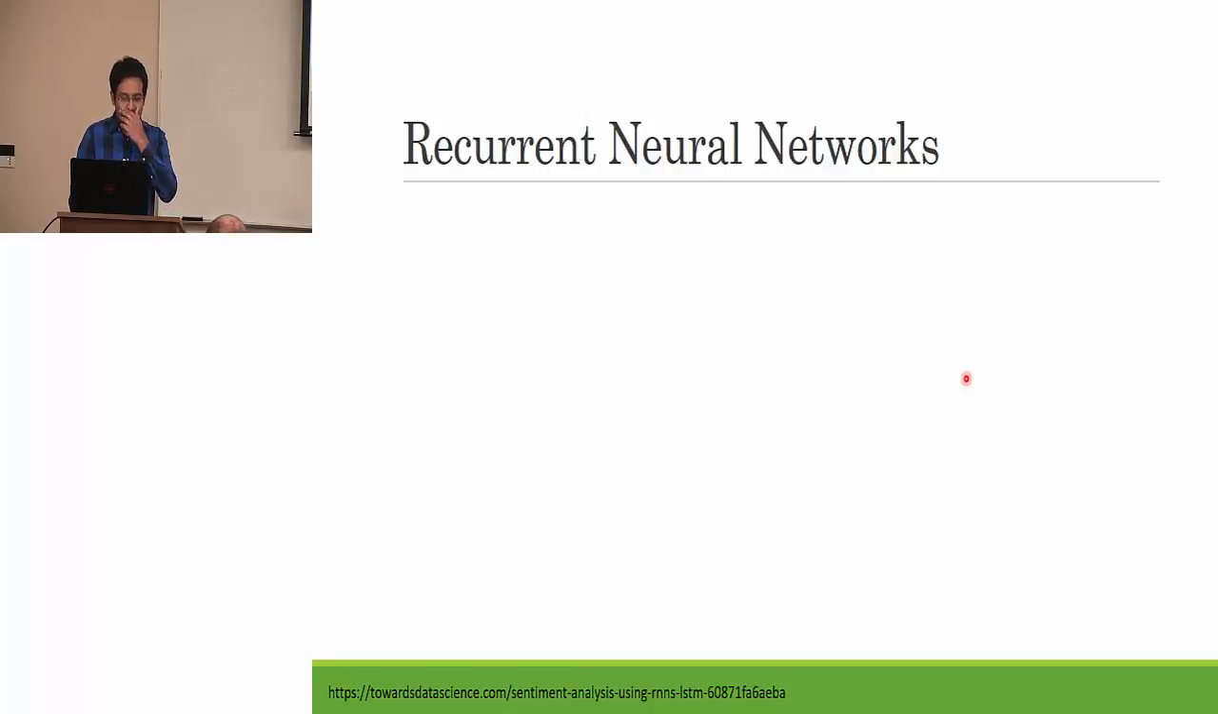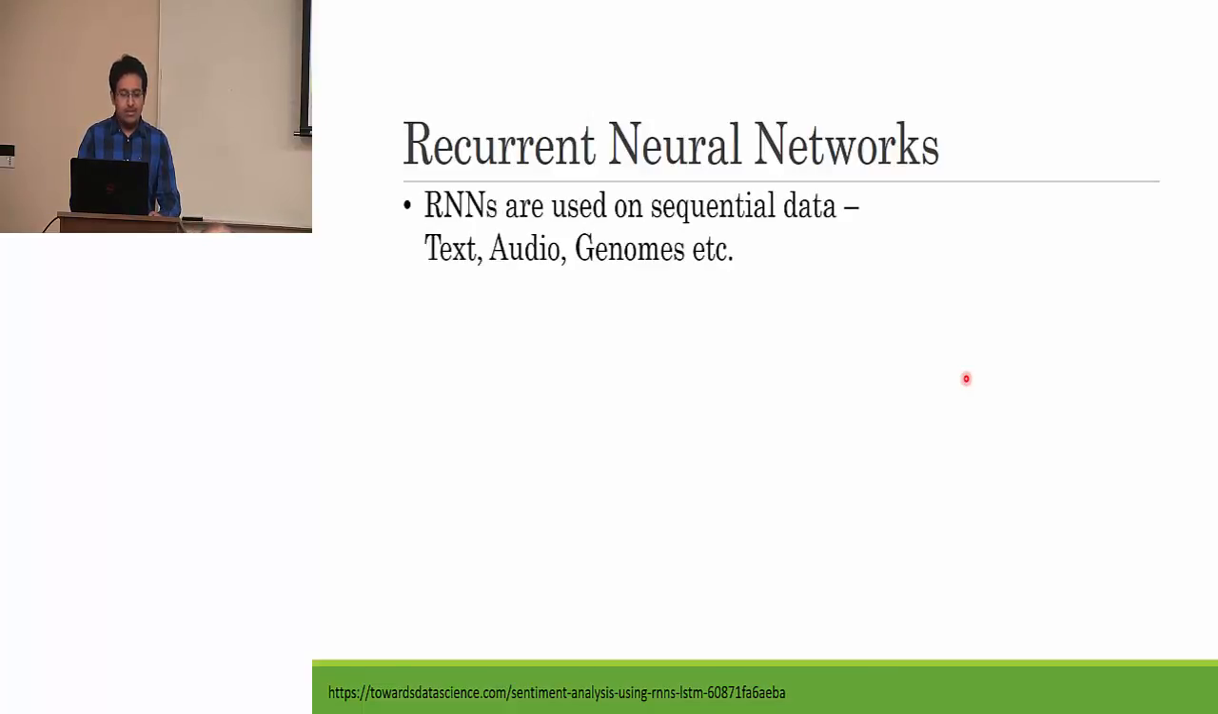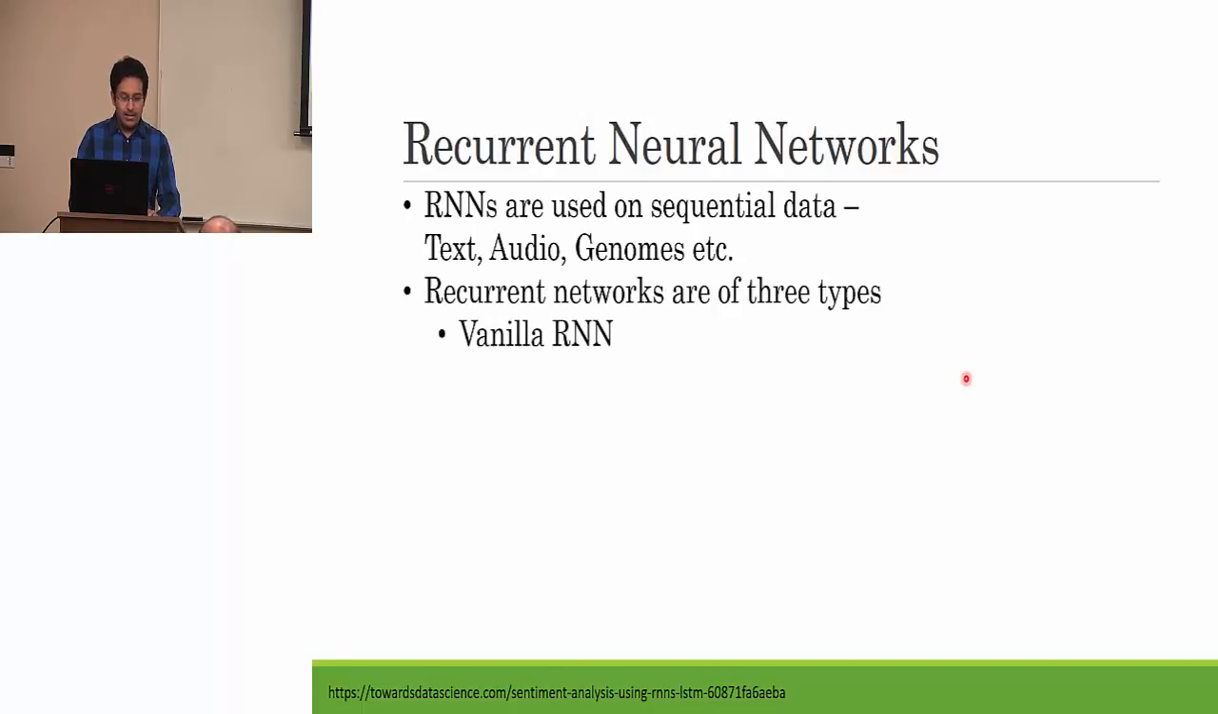So let's look at another class of neural networks, which is called recurrent neural networks. RNNs are mostly used on sequential data, like text, audio signals, or genome data. And they are basically of three types. One is the vanilla RNN, which is the simplest recurrent network. And then there are modifications to that called LSTM and GRU. LSTM is long short-term memory networks, and GRU is gated recurrent units. These two are basically designed to overcome some of the problems of vanilla RNN.